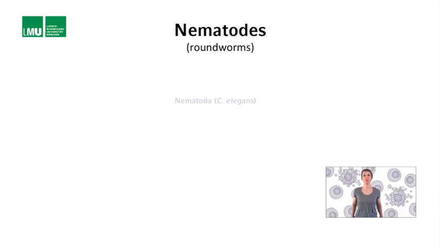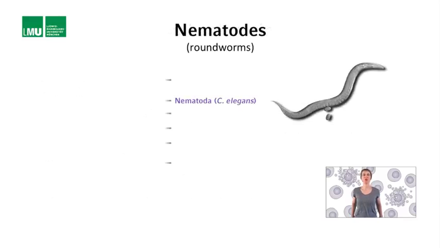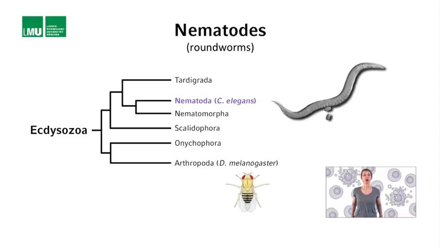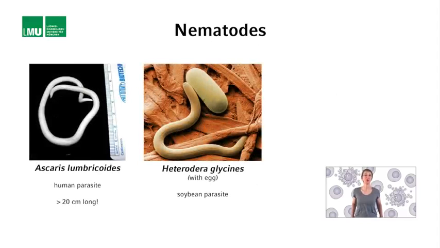Nematodes, or roundworms as they are sometimes called, are a phylum that is part of the Ecdysozoa, a group of animals that also include, for example, arthropods. Insects, for instance, such as the fruit fly Drosophila melanogaster, another important model organism in the life sciences, are arthropods. Some nematodes can be quite large, and some nematodes are parasites of animals or plants. However, C. elegans is a small, free-living nematode that is completely harmless.